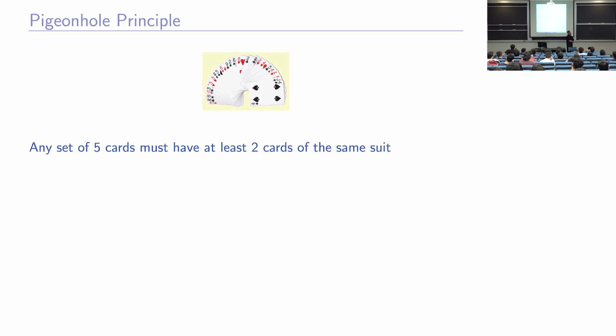Suppose you take any set of 5 cards from one deck, then there must be at least 2 cards of the same suit. Make sense? Can you have 5 cards which have no repetition of the suit? Right? Which is the pigeonhole principle here? What are the pigeons? What are the pigeonholes? The 4 suits are what?